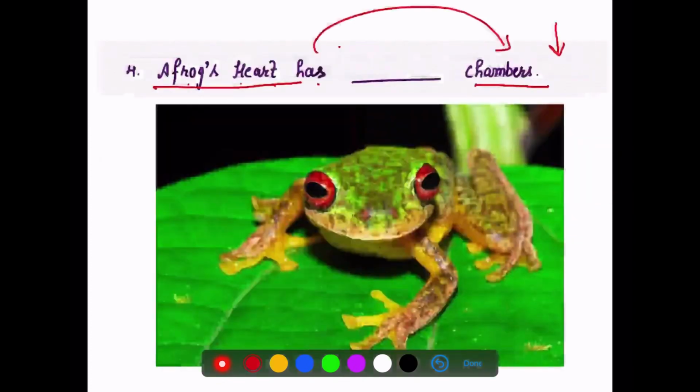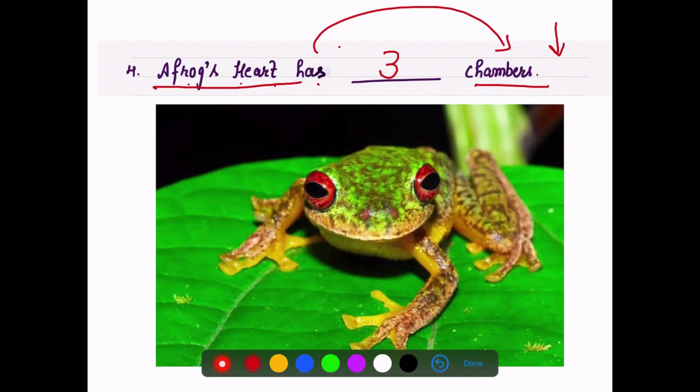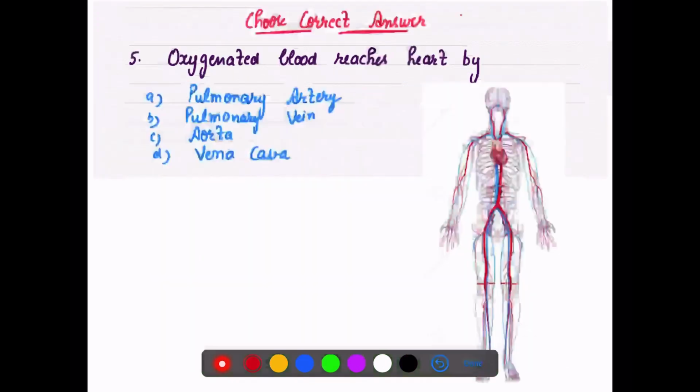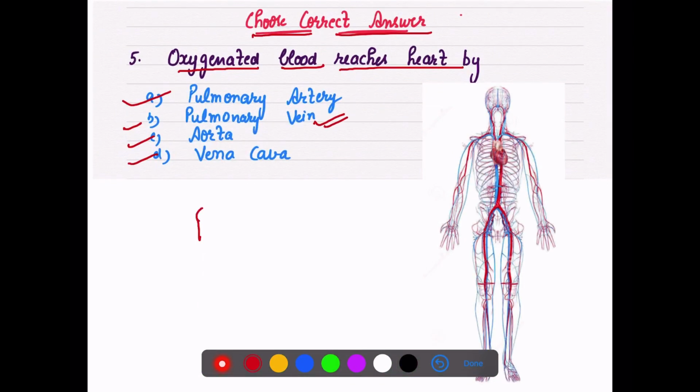Now next is frog's heart has how many chambers? 3 chambers. Frog's heart, amphibians and reptiles, they have 3 chambered heart. So if you are now doing the correct job, then you will carry 4 marks, and if there is something incorrect, then put there 0. Now fifth is oxygenated blood reaches heart by, you know the exception, that is your pulmonary vein. So correct answer for fifth question is pulmonary vein, right?